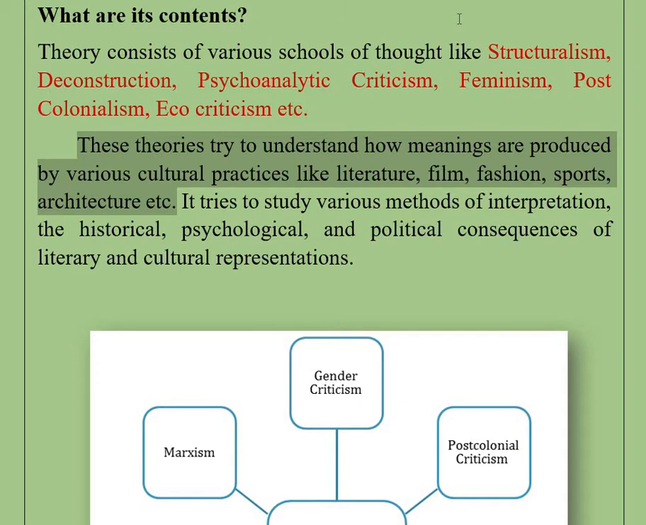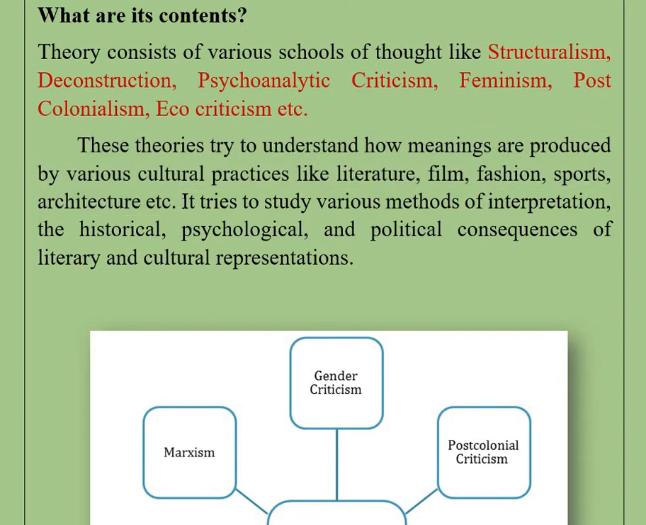All these cultural practices are trying to produce meaning, right? Literature is trying to produce meaning. Film is trying to produce meaning. Fashion also means something, right? Sports, architecture. So in literary theory, we are trying to examine how meanings are produced.